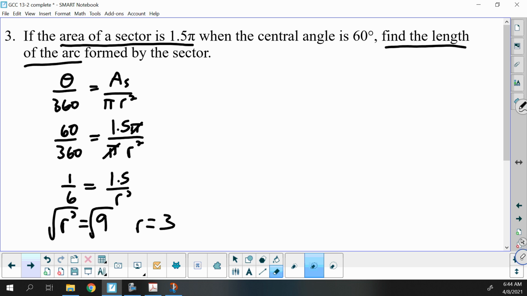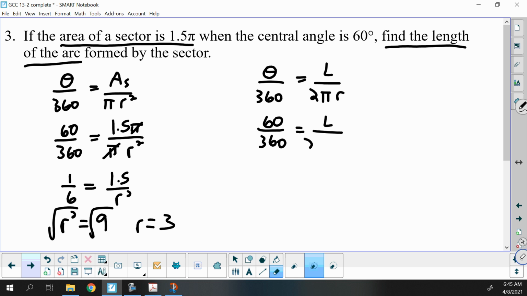Well, now we want to find the arc length. So let's use our arc length proportion. So theta over 360 should equal the arc length over 2 pi r, because 2 pi r is the circumference formula. We know theta is 60 still. We're looking for the arc length. And we have on the bottom 2 pi times the radius. Well, the radius was 3, so 2 pi times 3 is going to give us 6 pi.